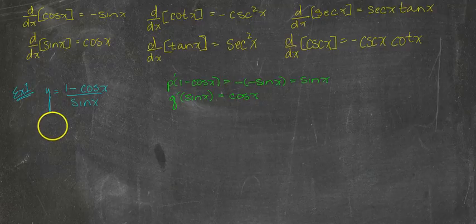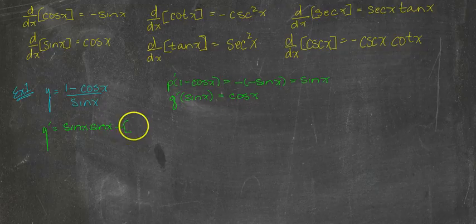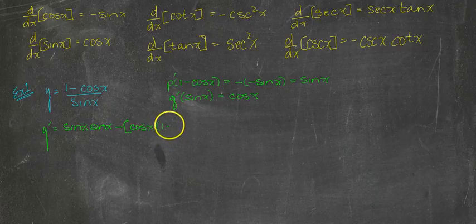Okay, so to find the y prime, I would look for the derivative of the top, sine x, times the bottom as is, sine x, minus, protecting that negative, the derivative of the bottom, cos x, times the top as is, all over the bottom squared.